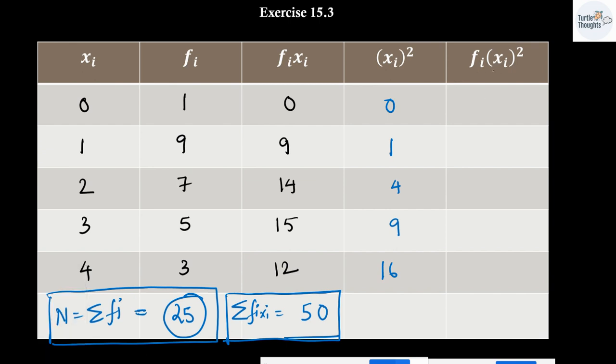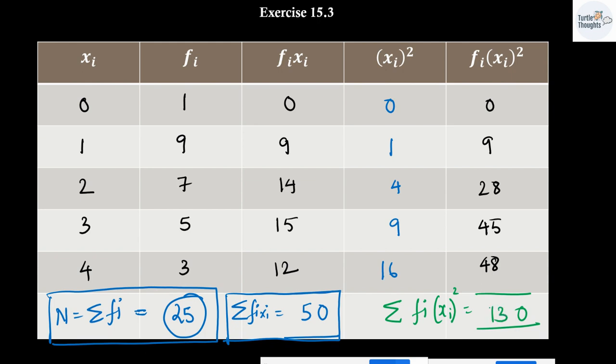Fi multiplied by xi square. Anything multiplied by 0 is 0. 1 multiplied by 9 is 9. 7 multiplied by 4 is 28. 5 multiplied by 9 is going to be 45. 3 multiplied by 16 is going to be 48. Now finally I can find out the value of summation of fi multiplied by xi whole square as, when I add all this, it is going to be 130, right? I have completed my table.